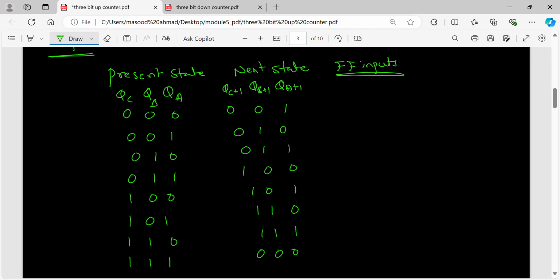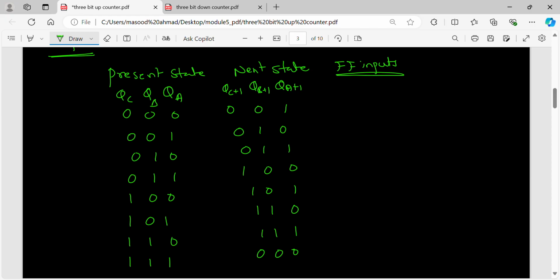This is called an up counter. Why up counter? For 0 it is going to 1, for 1 it is going to 2, for 2 it is going to 3. So 2 to 3, 3 to 4, 4 to 5. So it is going up to 7. 0 to 7, totally 8. It is called a mod 8 counter or 3-bit up counter.